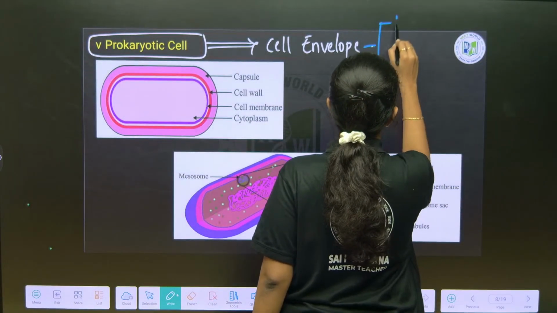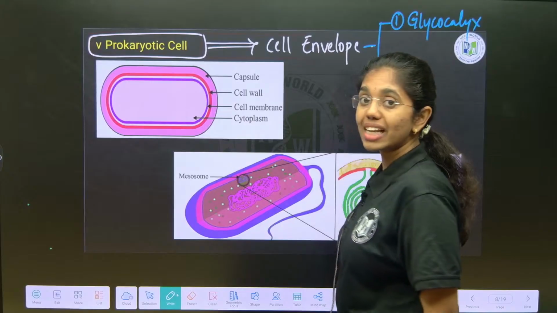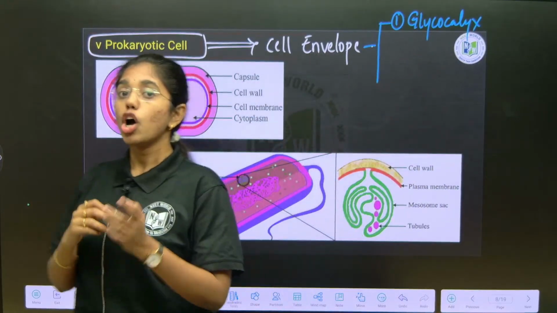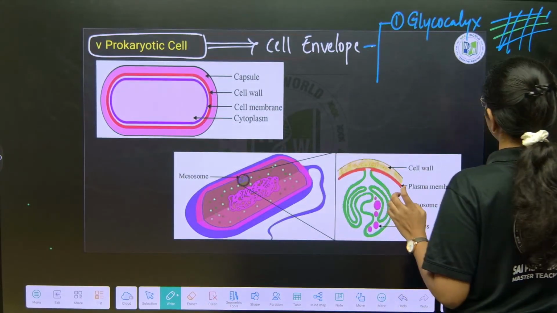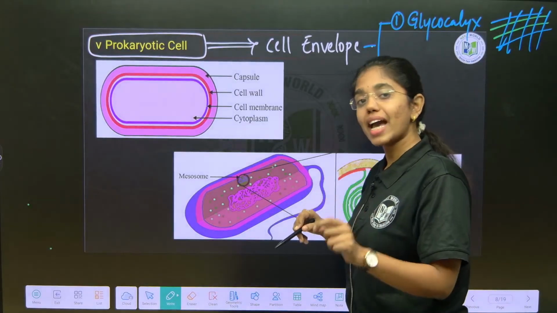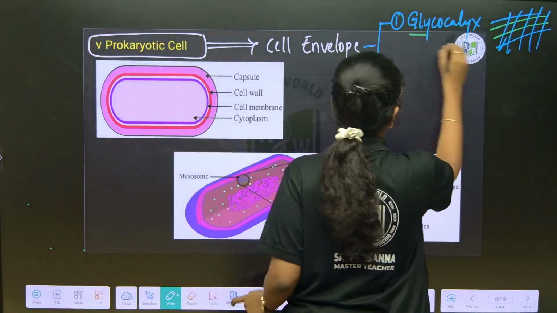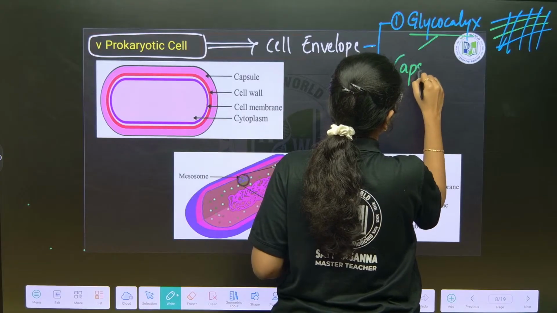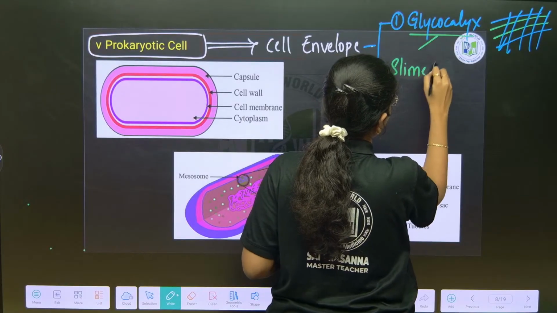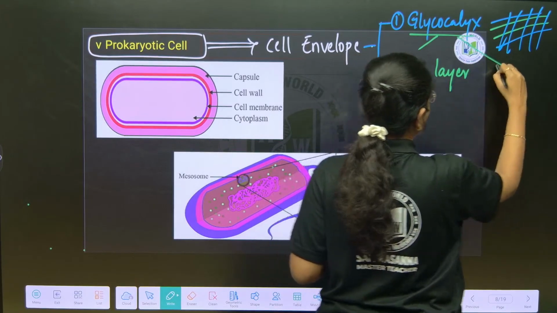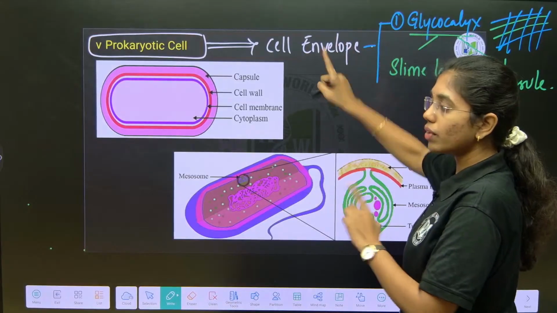The outermost layer is called glycocalyx, which has complex sugar molecules arranged like this. If the polysaccharides are loosely arranged, the glycocalyx is addressed as a slime layer. If it is tightly arranged, it is known as a capsule. So, this is the outermost layer of the cell envelope.